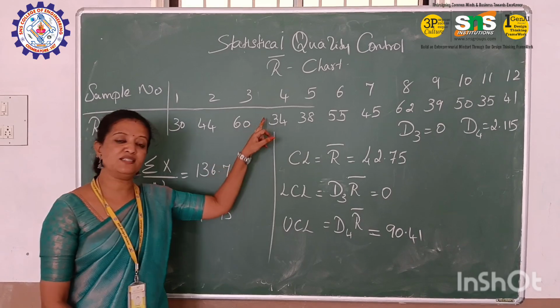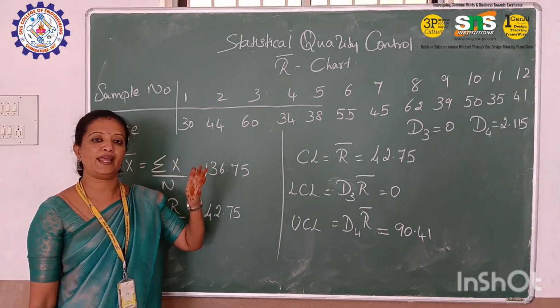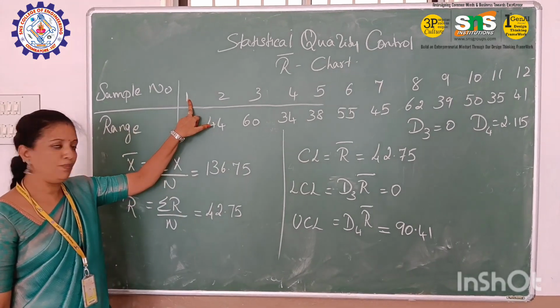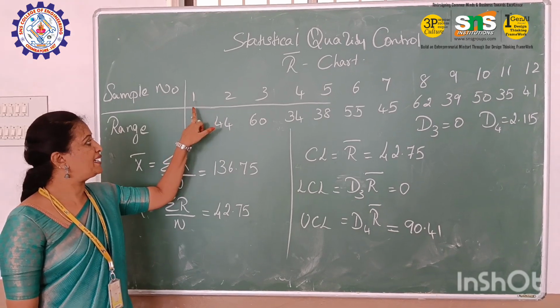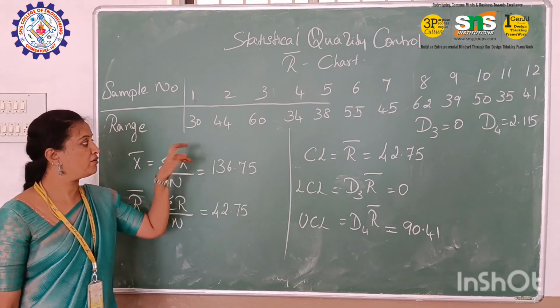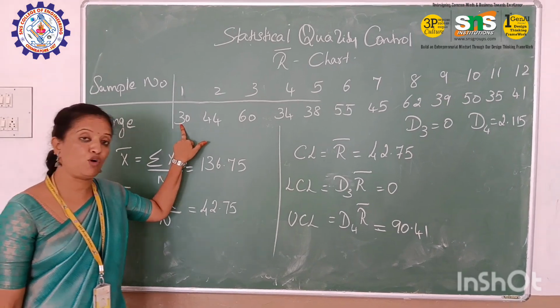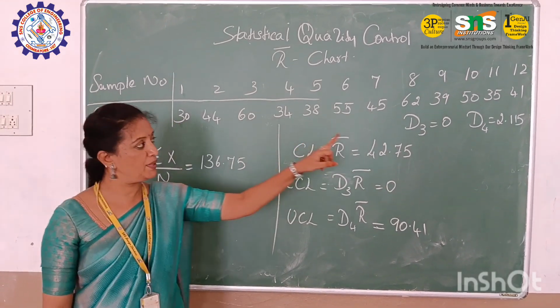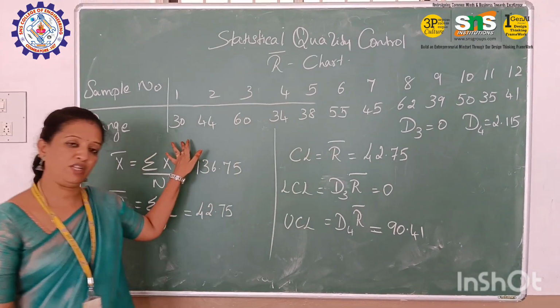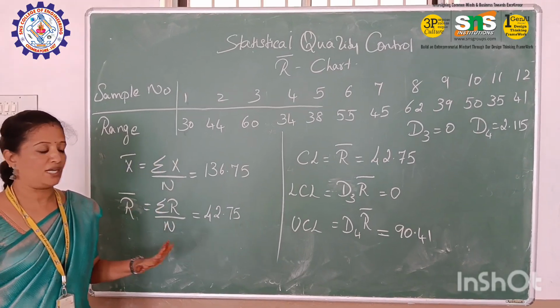R chart means range chart. That is the range when you choose one product. In one product I take 5 samples. In that, range means highest value minus lowest value. The range is already given, so the data is tabulated. It is given here. How to calculate the chart?